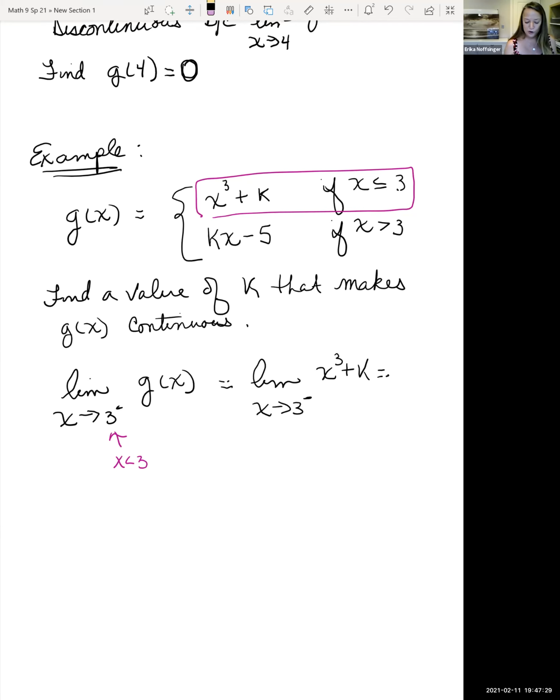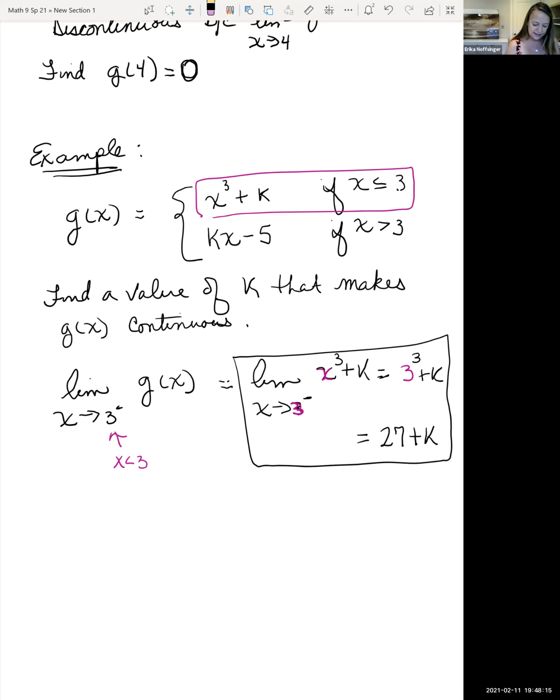We're just going to do direct substitution. So wherever we see that x, we are going to replace it with our 3. So doing that, we have 3, which tells me to cube that x. So 3 cubed plus k. So 3 cubed, 3 times 3 is 9, times 3 is 27. So this is 27 plus k. So right now, that is my left-hand side limit.